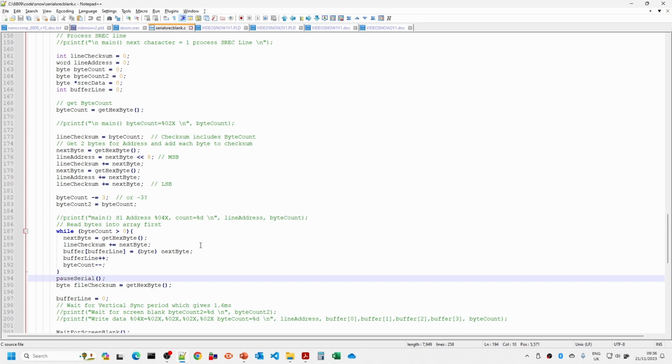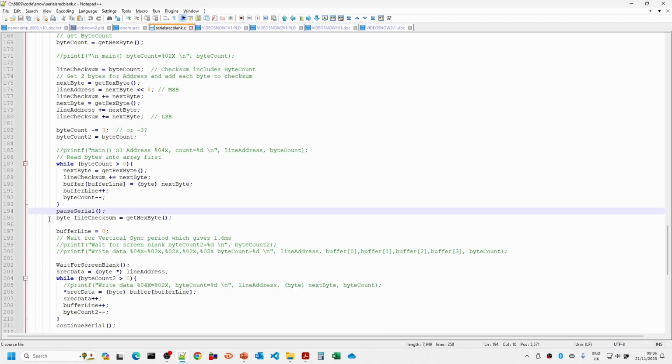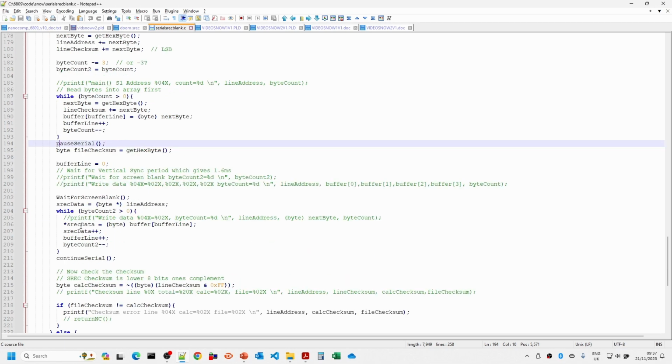So basically all we're doing is, once we've actually read a row in the S-record file, we pause the serial connection. We do then need to get the next 2 bytes because it takes a couple of bytes before it actually stops sending the data. And then once we've gone through and updated the screen data directly, we continue the serial, and that basically sets RTS low, so it allows the data to continue flowing.